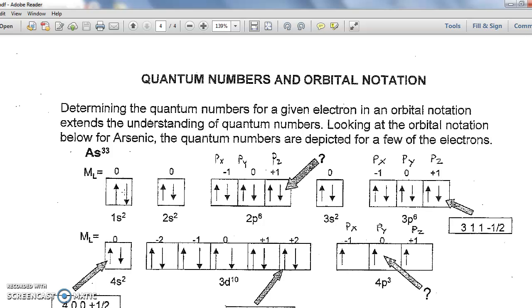In our next video, we're going to talk about how you can get the quantum numbers from looking at an orbital notation. And then we'll take a look at examples doing orbital notation.